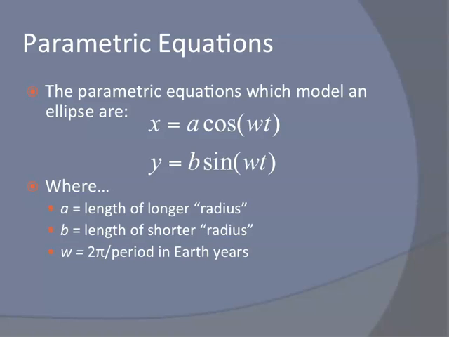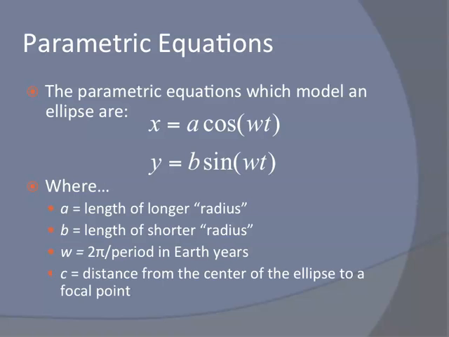Again, we're doing it relative to us, just like how an astronomical unit is from our perspective. One astronomical unit is how far we are from the sun. So we always do it in relation to where we are. Okay, and then c is the distance from the center of the ellipse to a focal point.